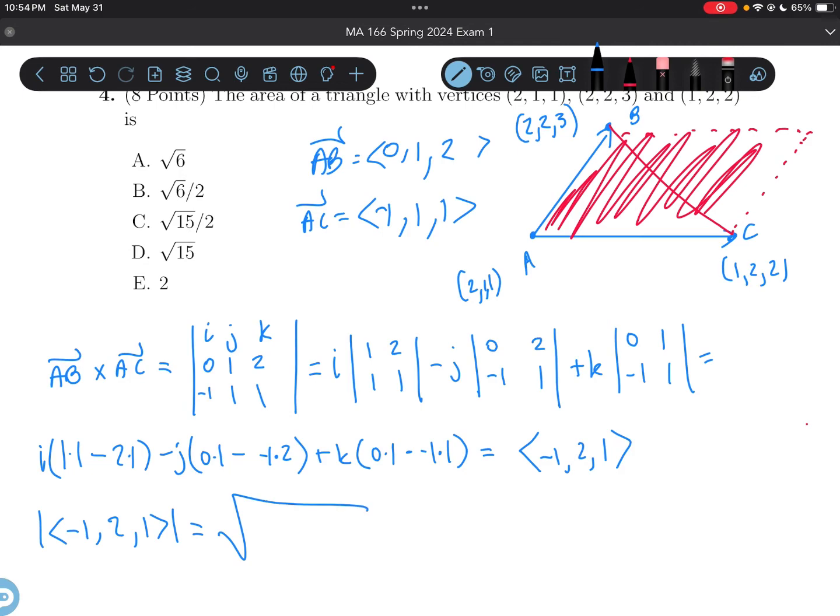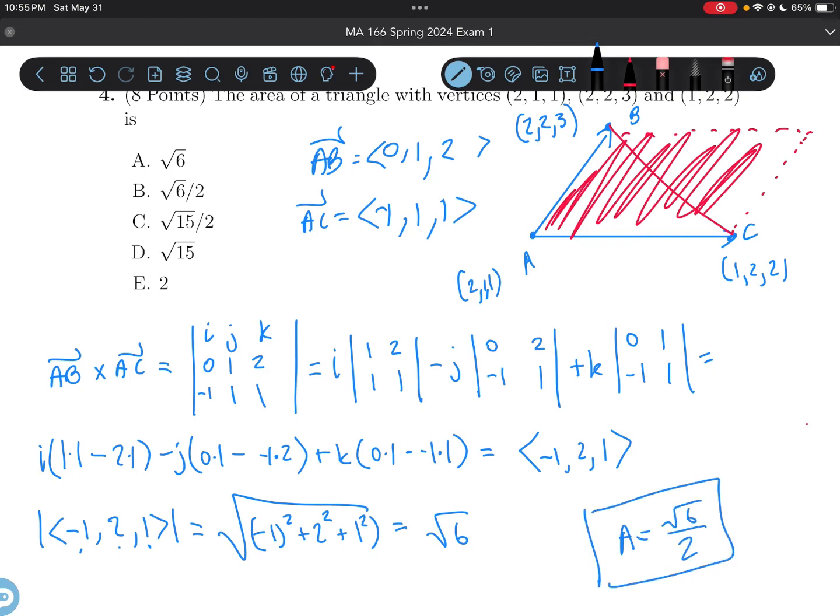And that is equal to the square root of each coordinate of the vector squared. So -1 squared plus 2 squared plus 1 squared, and that is equal to the square root of 6. And remember, the square root of 6 is the area of this big parallelogram. So the area of the triangle is half of that, meaning square root of 6 divided by 2. So the answer to question 4 is B.